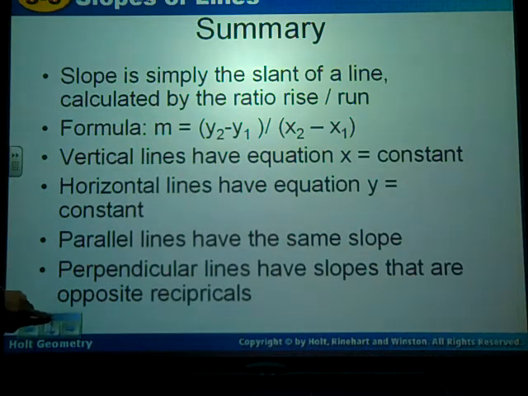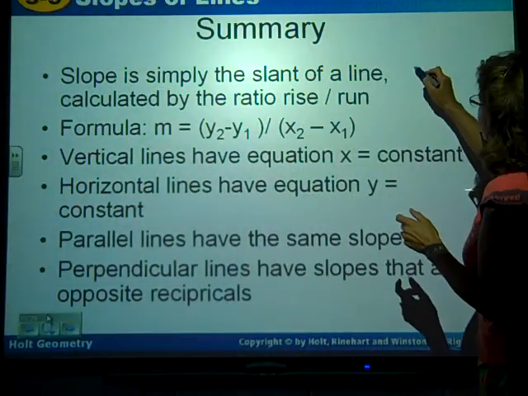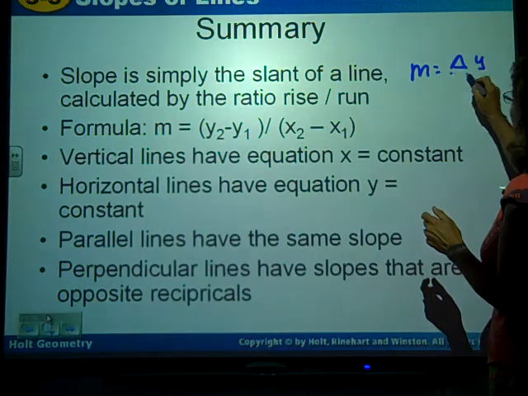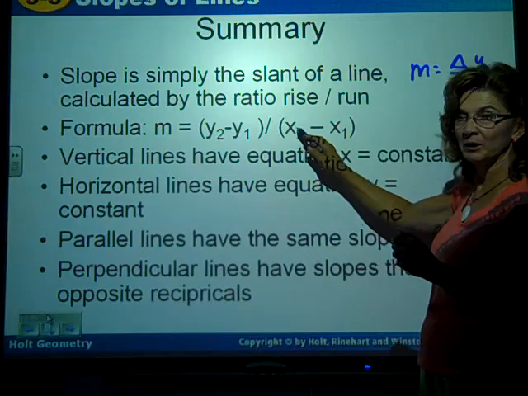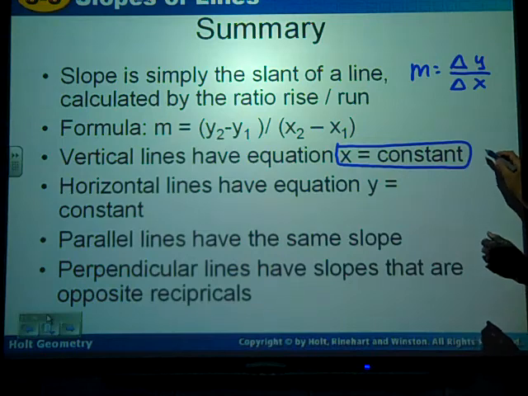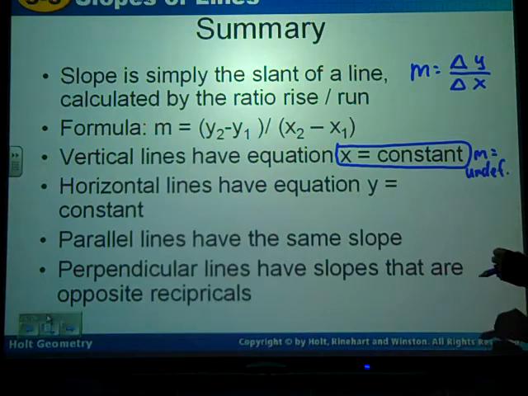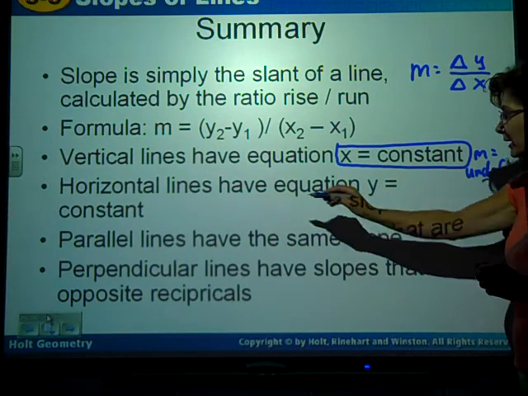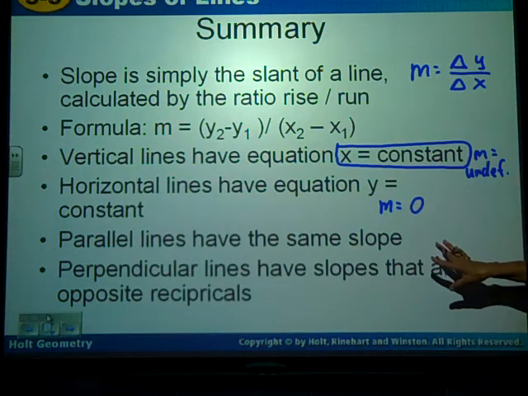Summary. Slope is simply the slant of a line, calculated by the ratio rise over run. Or, as I showed you in symbols, slope equals the change in y over the change in x, which is y sub 2 minus y sub 1 over x sub 2 minus x sub 1. Vertical lines always have the equation x equals a constant, and the slope is undefined. Horizontal lines have the equation y equals a constant, and the slope is 0. Parallel lines have the same slope, and perpendicular lines have slopes that are opposite reciprocals.